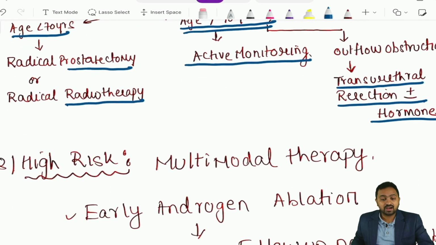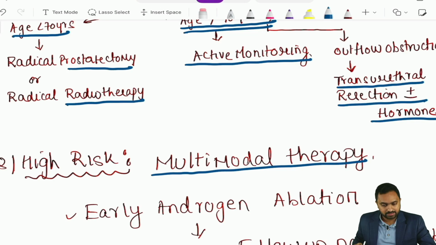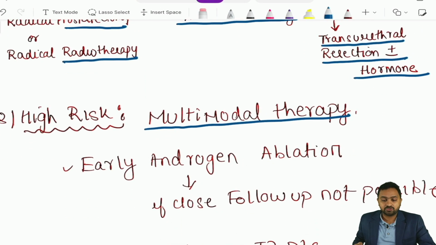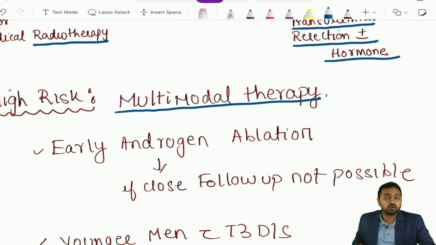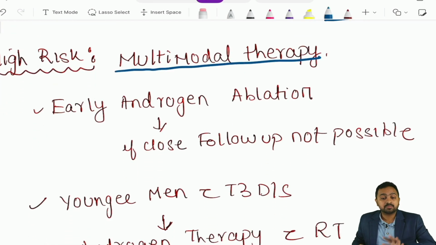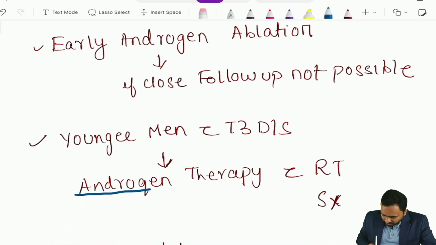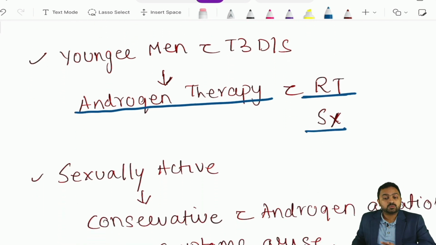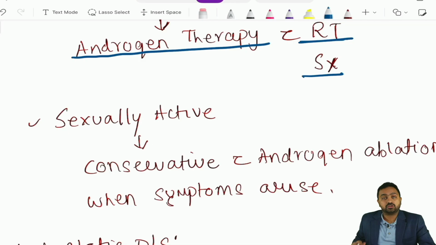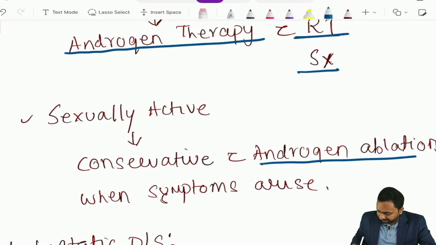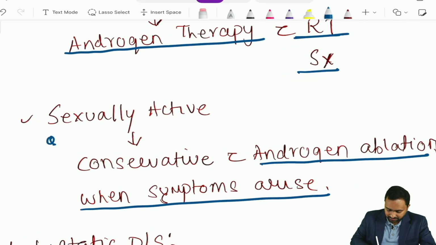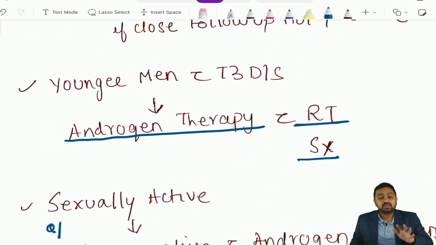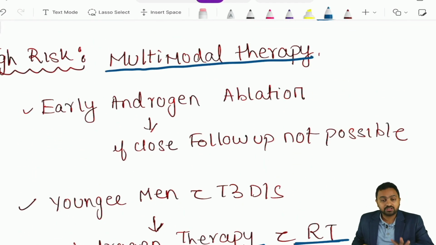Now, if it is high risk, then we go for multimodal therapy, which includes early androgen ablation, and if close follow up is not possible, and in younger men with T3 disease, we go for androgen therapy with radiotherapy and surgery. Those who are sexually active, we go for conservative treatment with androgen ablation when symptoms arise. If you are given a question regarding high risk, it would be all the others that do not fall in low risk and intermediate risk.